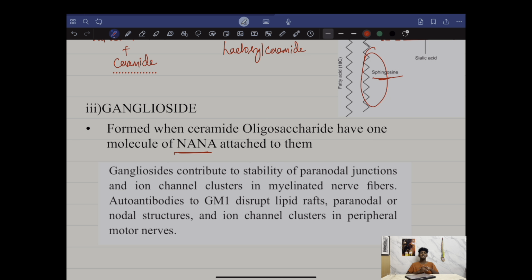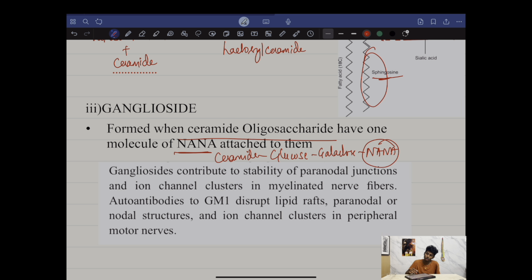Now let us discuss the ganglioside. What is a ganglioside? When a ceramide oligosaccharide, that is ceramide, glucose, galactose, has one molecule of NANA attached to it, this is nothing but sialic acid, N-acetylneuraminic acid. When one molecule is attached to this ceramide oligosaccharide, then we call it a ganglioside.